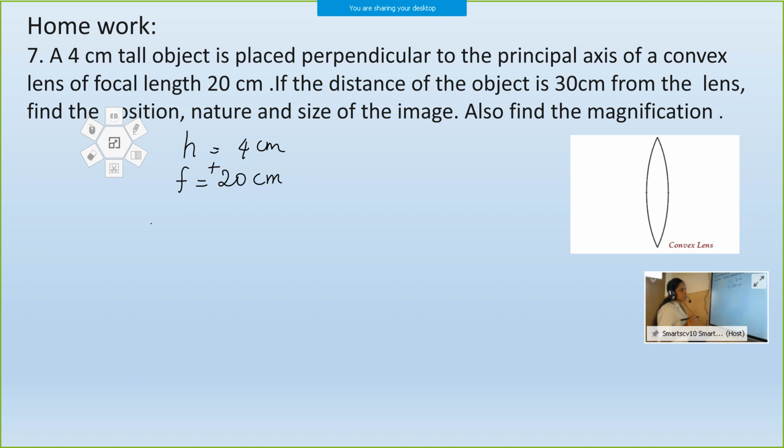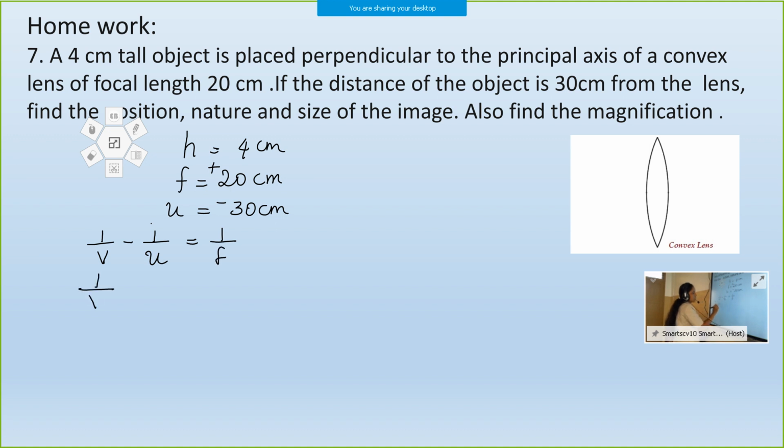If the distance of the object is 30 centimeter from the lens, that means it is the object distance. u is equal to 30 centimeter, and as you know, object distance is always negative. Find the position, nature and size of the image. So you have to find out the position of the image, that means you have to find out v. So how will you find out? Using the lens formula, 1 by v minus 1 by u is equal to 1 by f.